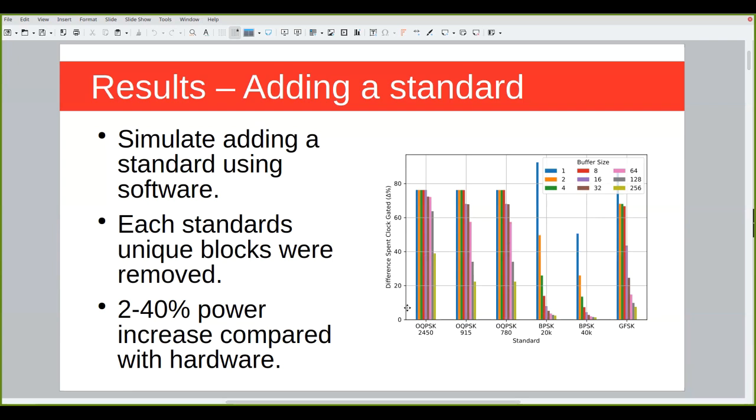However, even though software replacement here would increase the power consumption, the idea is that those standards didn't actually exist in hardware in the first place. So it's still an improvement over doing all the processing in software or having to go back to the drawing board and having to create new hardware.